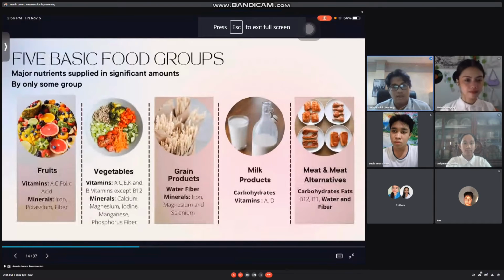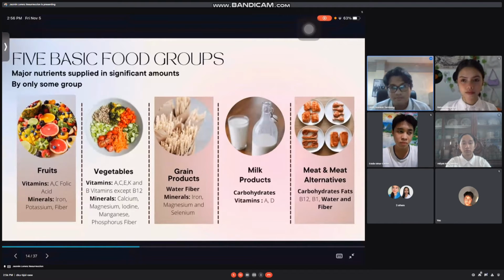Also, we have major nutrients supplied in significant amounts by only some groups, which means there are only specific types of food groups which contain these kinds of major nutrients, which means not all groups have these major nutrients stored within them. Miss Jasmine, would you like to read these major nutrients?